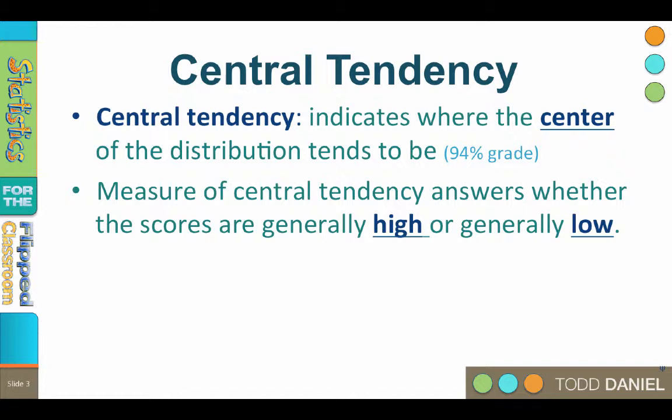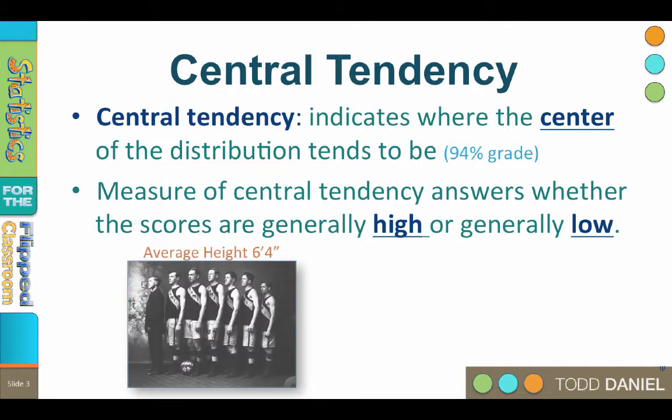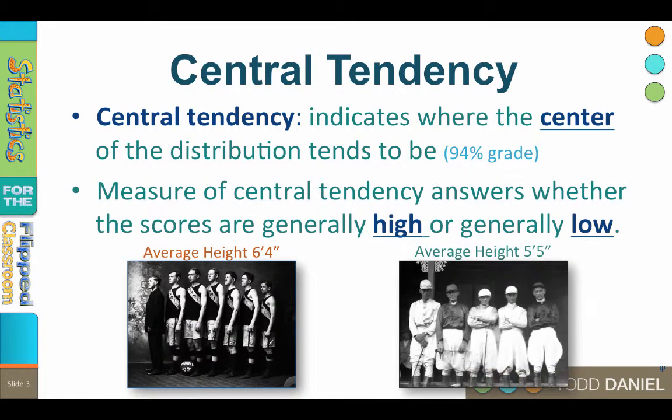For example, if I tell you about my friend who is a basketball player, what do you assume about his height? Based on what you know about basketball players in general, you might assume that his height is above average, because you know that the height of basketball players is generally high. If I tell you about my friend who is a horse jockey, you might assume that his height is generally low. These estimates are based on what you already know about what the heights of certain individuals tends to be. You are using a measure of central tendency.